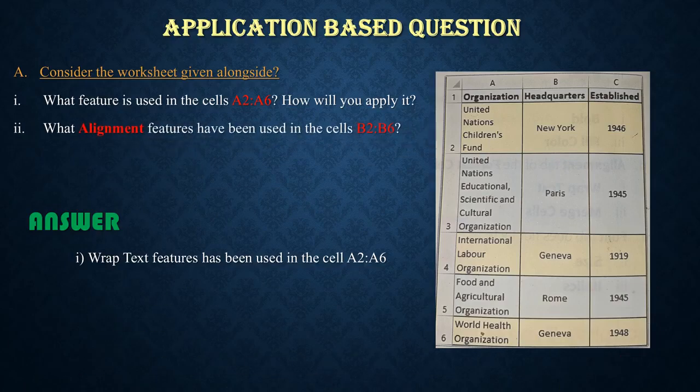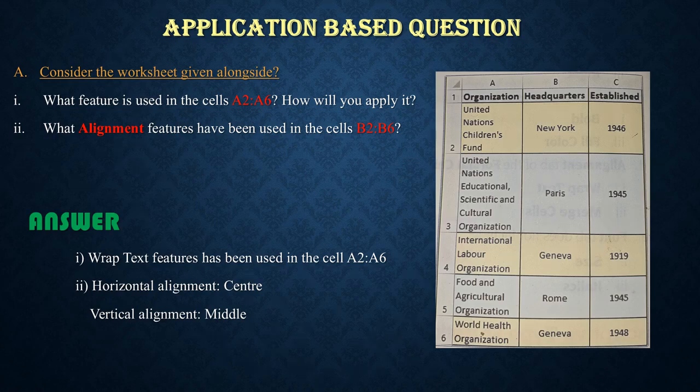See the second question. What alignment features have been used in the cells B2 to B6? This single vertical column, B2 up to B6, which alignment feature is used? You can guess it. It is center, right? Yes. For the horizontal alignment, they are using center. For the vertical alignment, they are using middle alignment. Okay. Then one more question is there.